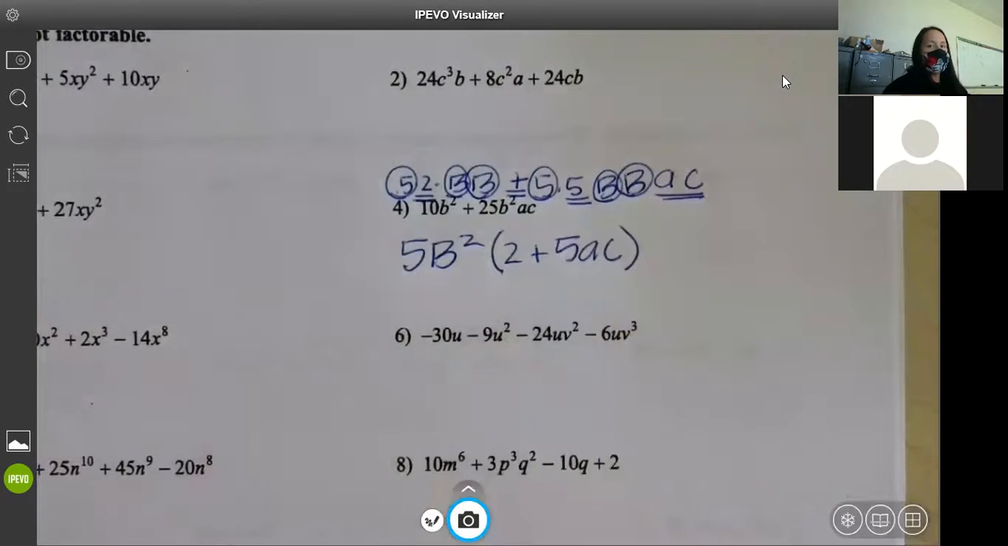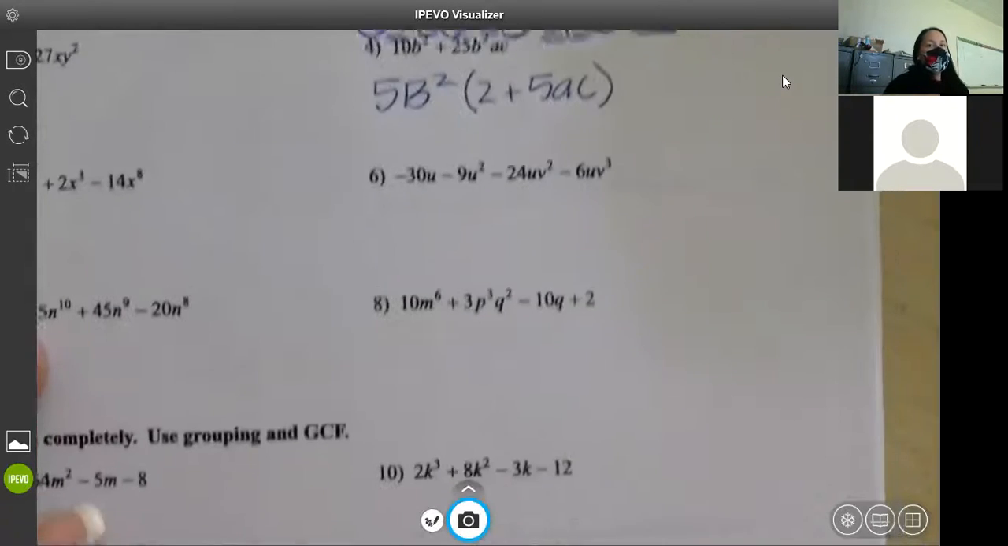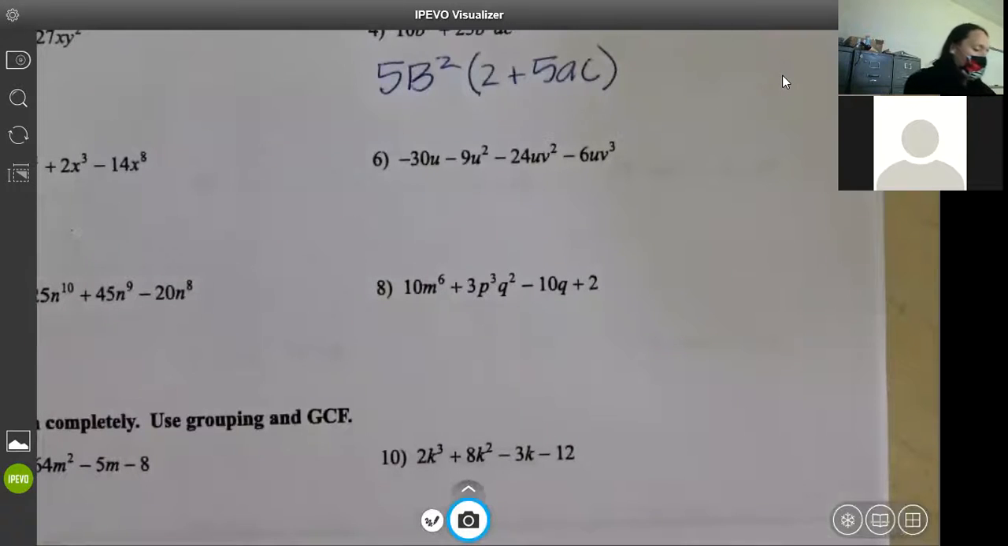Then we go down to number 8. It's 4 terms, but again, we're just doing GCF. We don't have to do anything else. So that's your number one thing. You always want to start with GCF. But they're all positives except for that negative 10. We'll work with that in a minute, okay?